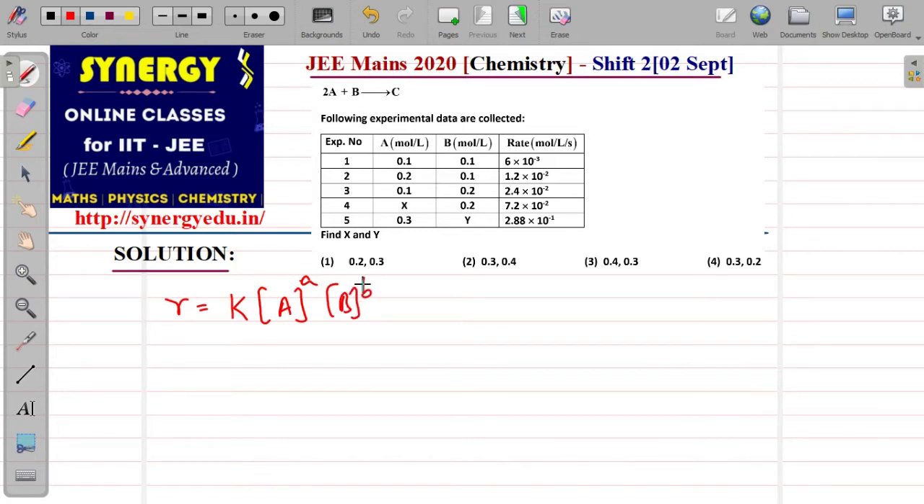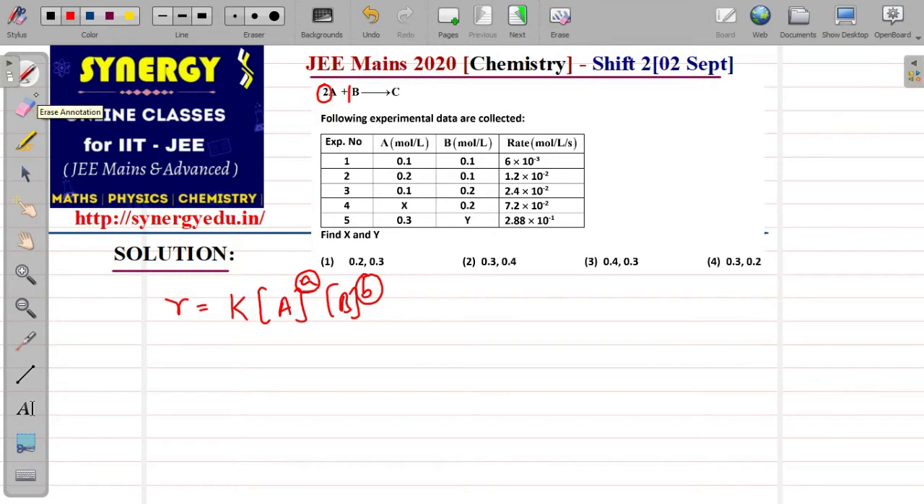These are not stoichiometric coefficients. Remember that. They may be equal to stoichiometric coefficients or may not be equal. Whatever powers are there, these are called orders of the reactants. This can be found out only through experiments. They may be equal to stoichiometric coefficients or they may not. That's why I have taken a and b, not 2 and 1.